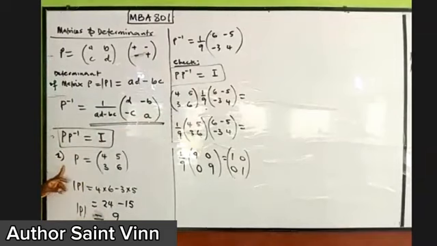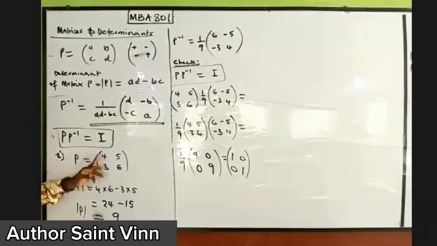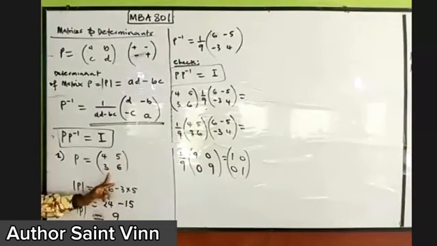This is the real question now with numbers 4, 5, 6. The matrix will be 4, 5, minus 3, 6, which is this.